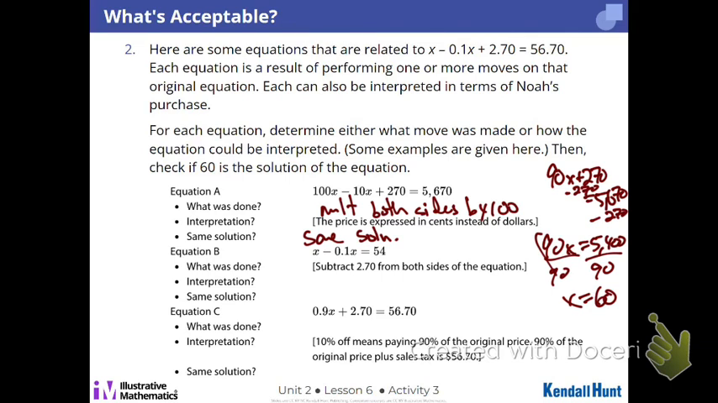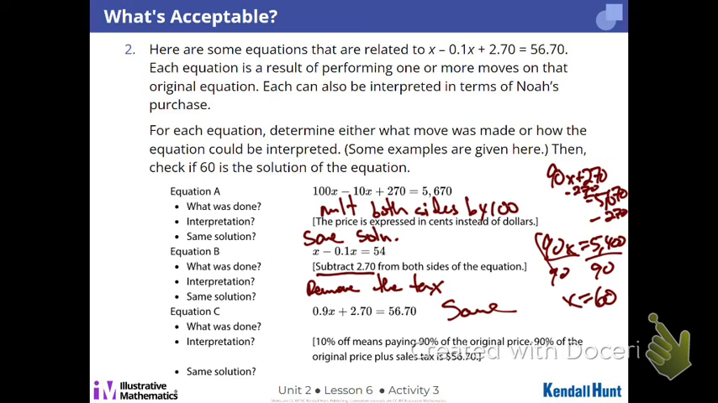Let's look at that. They're saying what's done. Subtract 270 from both sides. What does that mean in context if we're getting rid of 270? Remove the tax. If we do the same thing to both sides, what's going to be true about our answer? Our answer is the same. Still $60 pants.